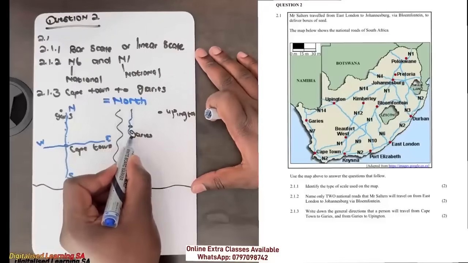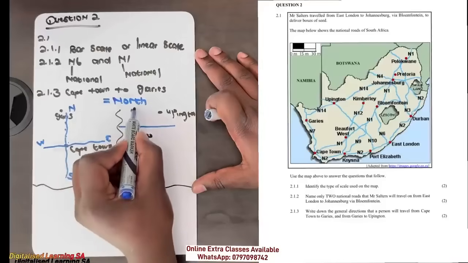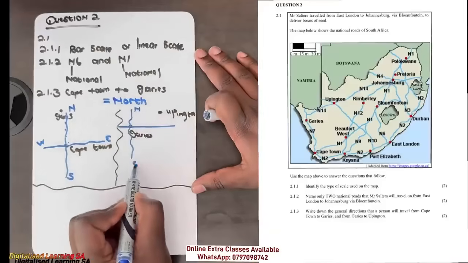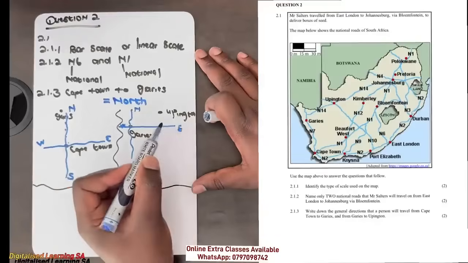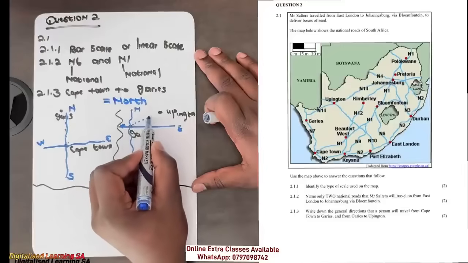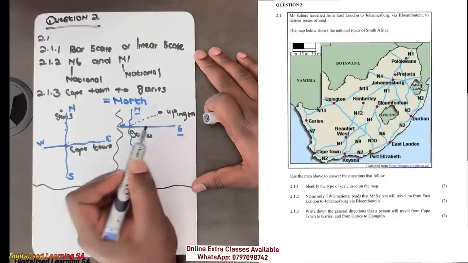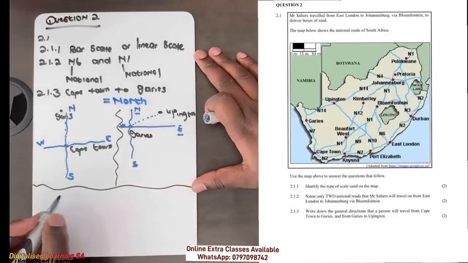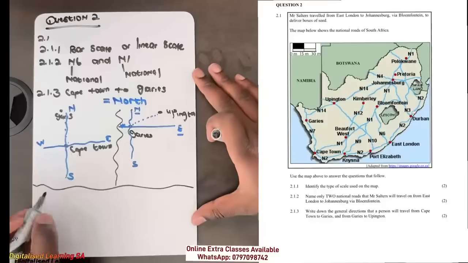If our Garris is the center, it means that our map direction will look like this. This will be our north, this will be our south, this will be our west, and this will be our east. So if we are from Garris and we want to go to Abington, it will be somewhere here. So it's in between north and east, meaning that our answer will be northeast.